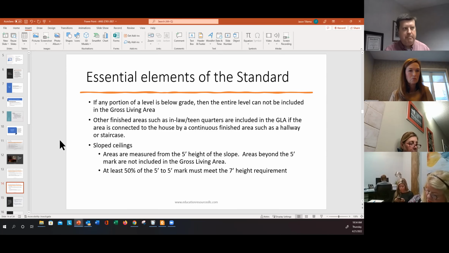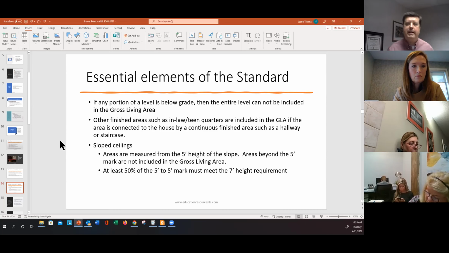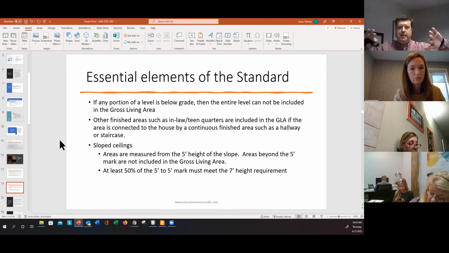One of the things I do want to note here, and we'll get to it shortly, is on the sloped ceilings, like the Cape Cod stuff. In our market, Broad Ripple, there's a lot of homes that have converted the attic to finished area. So a lot of times you get that slope in there. The way that ANSI works here is that we measure from the 5-foot mark of one wall over to the 5-foot mark of the other wall. And everything in between there, as long as 50% of that meets the 7-foot height requirement, can be included in GLA. But areas on the outside of those 5-foot marks are not included in GLA.